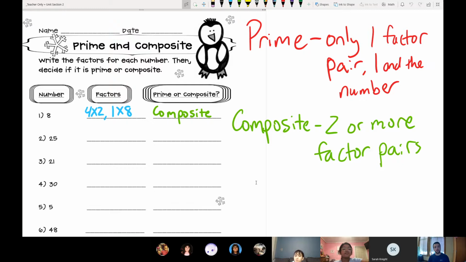All right, I see Camila's participating, raising her hand. I love it. I want to see if someone else knows it. Malia, you want to help us out? What are the factor pairs of 25?